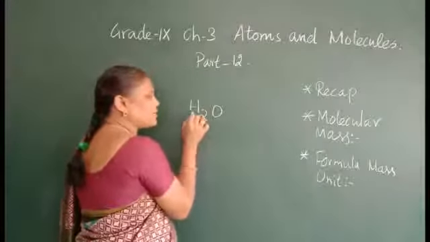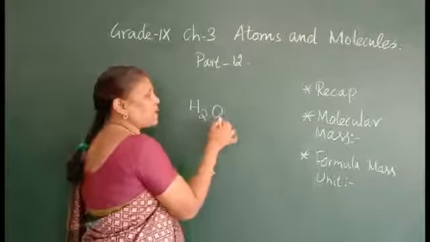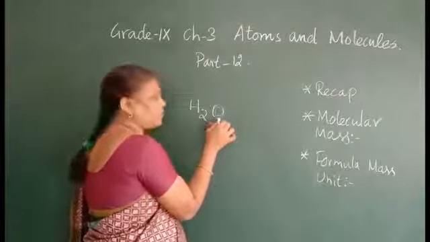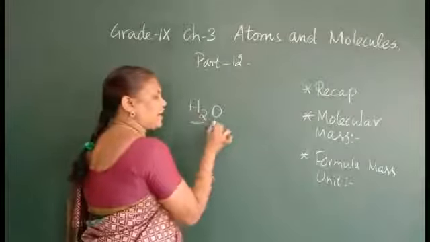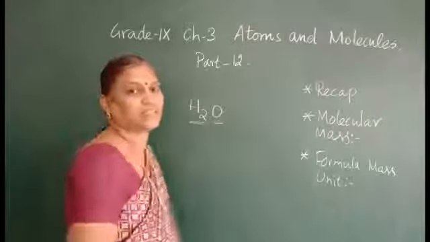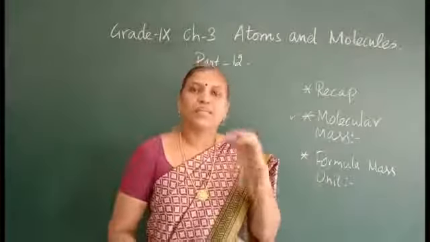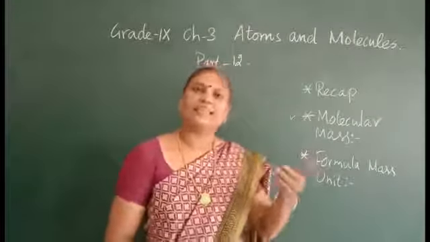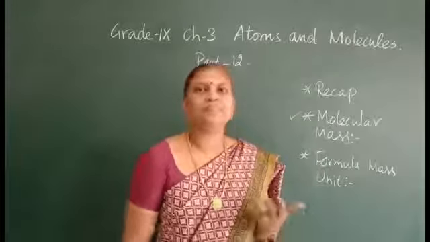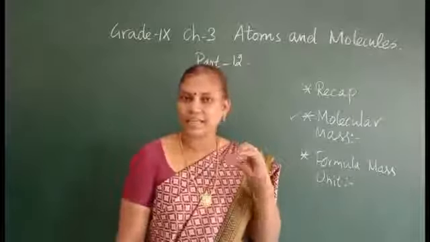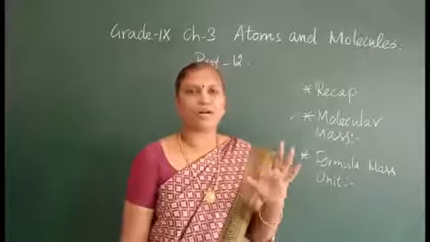Here, H is the symbol for hydrogen, and O is the symbol for oxygen. And how many atoms are present? Two hydrogen atoms and one oxygen. That we will be seeing in this. So, in order to find the molecular mass, first we should know the chemical formula and the number of atoms present in it. Then only we can find the molecular mass. If they have given the chemical name, you should know how to write the chemical formula. But if they have directly given you the chemical formula, no problem.